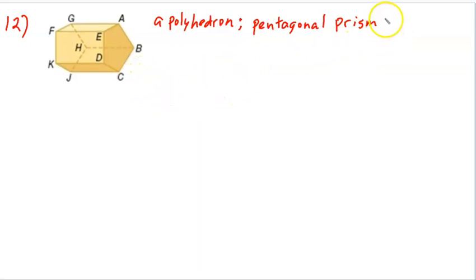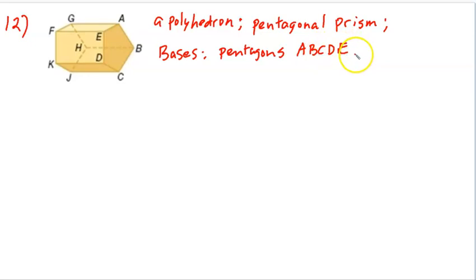And then let's name the bases. All right, so bases will be pentagons. Both of these are pentagons. A, B, C, D, and E. And G, H, J, K, F.